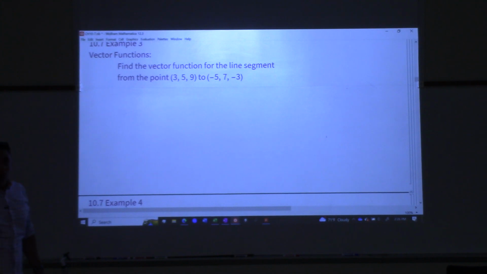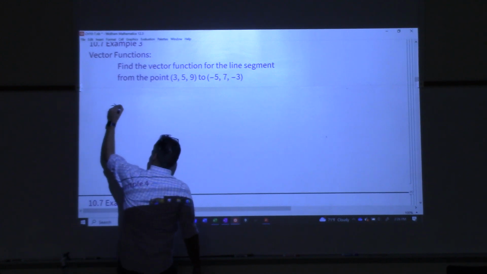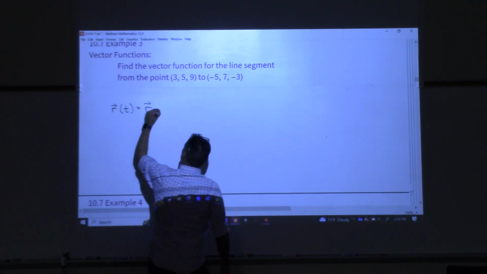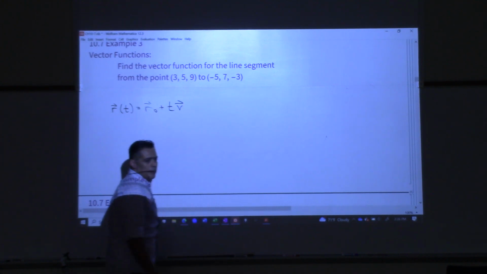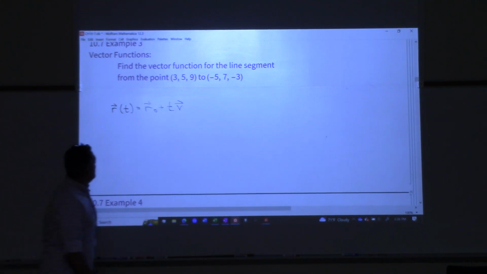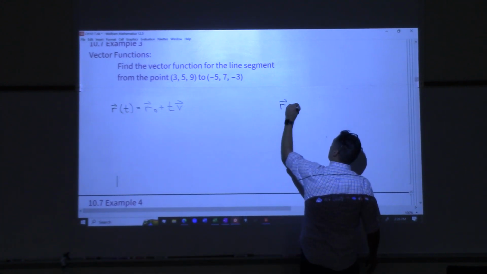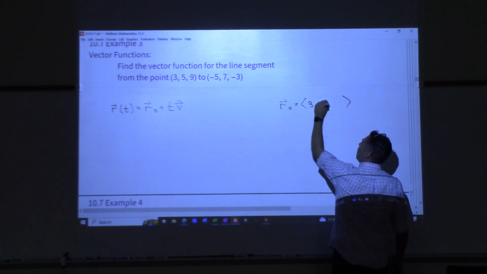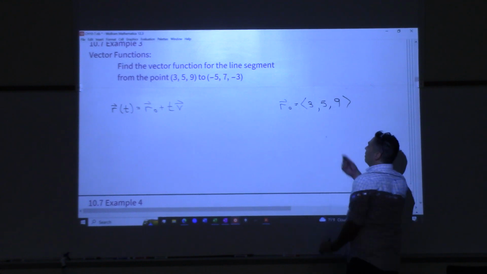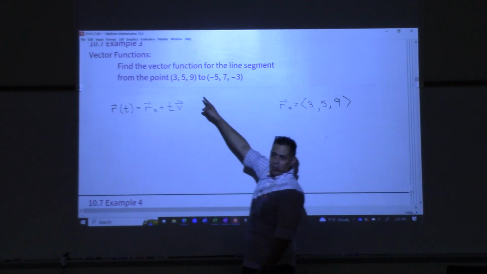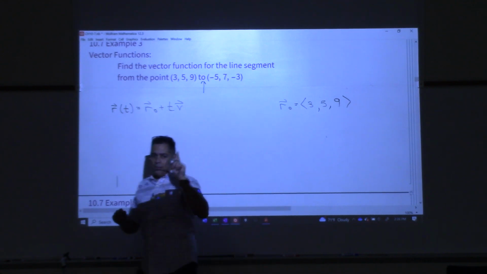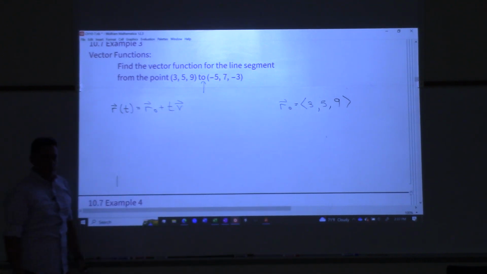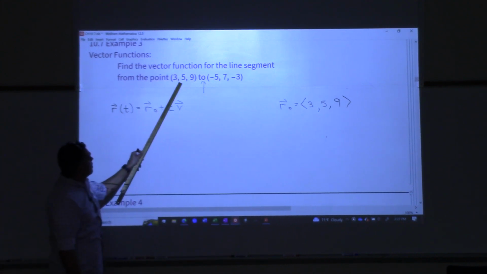I'm going to go through this quickly because we've done this a couple of times. First thing I'm going to do is write down what the vector function should look like. That's the generic form for a vector function of a line. For us, my R naught is going to be a vector pointing to the point 3, 5, 9, and I'm going to the other one. So I'm going to start with my R naught being that first point. And then I need V, my direction vector. All I do to get V is create the vector that goes from here to here.